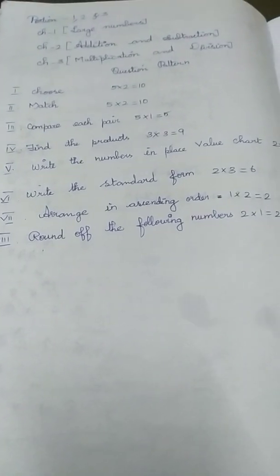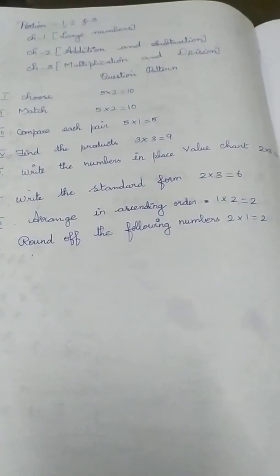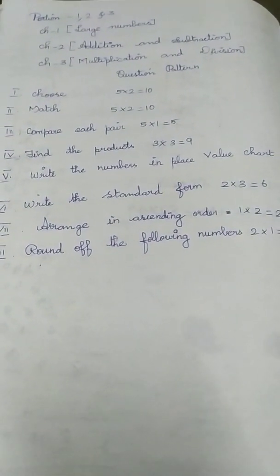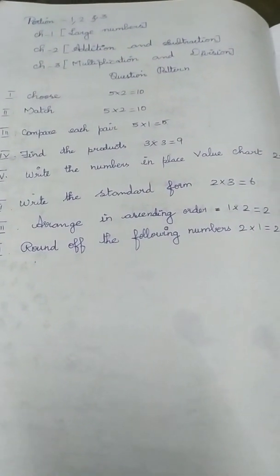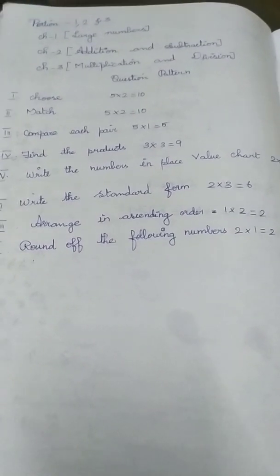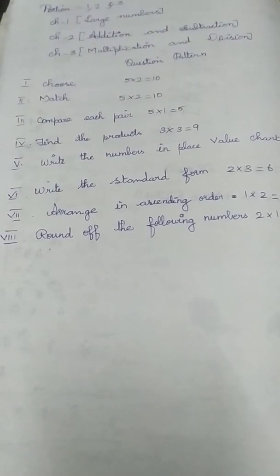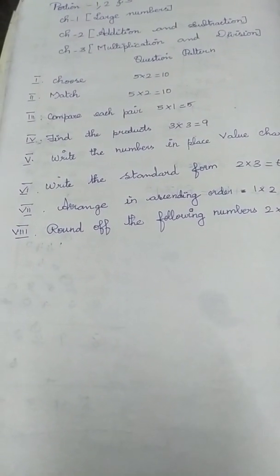Good morning, children. For your evening examination, your maths portion is Chapter 1 Large Numbers, Chapter 2 Addition and Subtraction, Chapter 3 Multiplication and Division. And how your question paper pattern will be: choose carries 10 marks, match the following 10 marks, compare each pair.